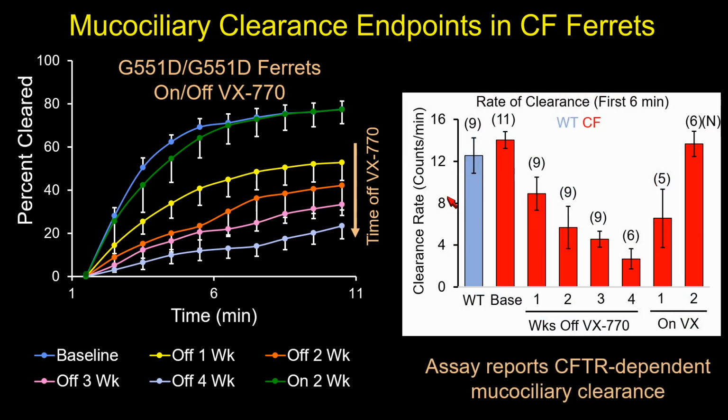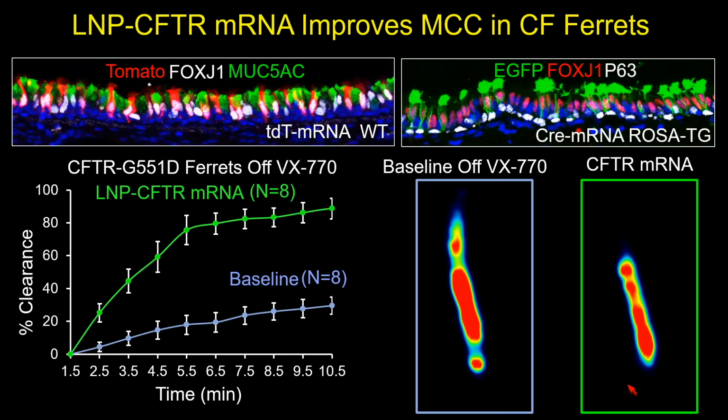And you can quantify this as the clearance rate here at the initial rate that's linear. And you can see this trend over 4 weeks. Predominantly, they lose most of the mucociliary clearance and can be regained. So we believe that this assay reports CFTR activity in mucociliary clearance. So now we're comparing both tomato transfected as well as human CFTR.